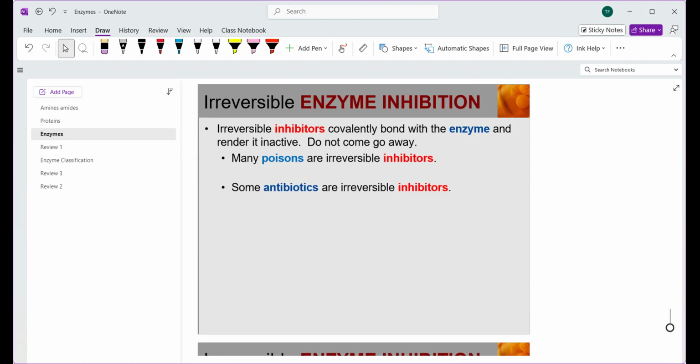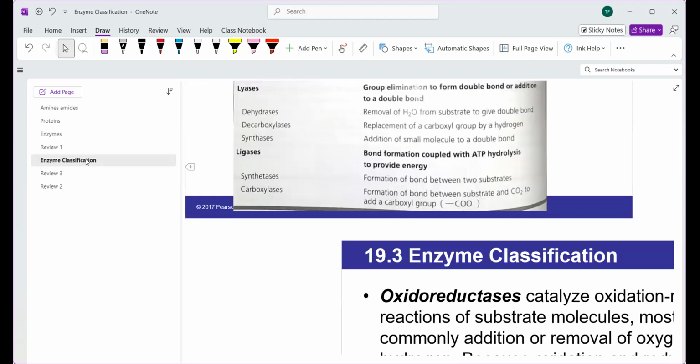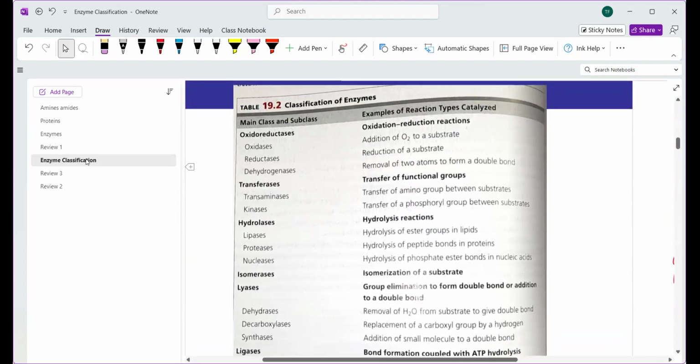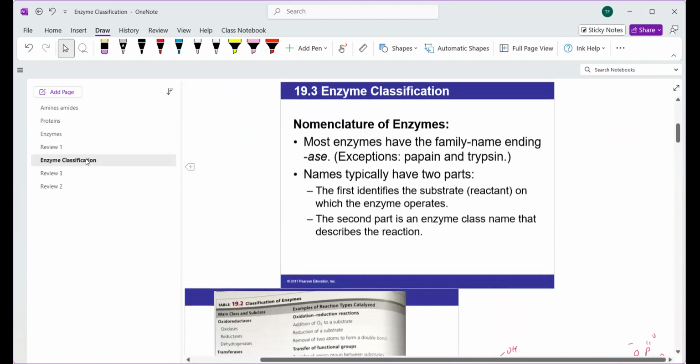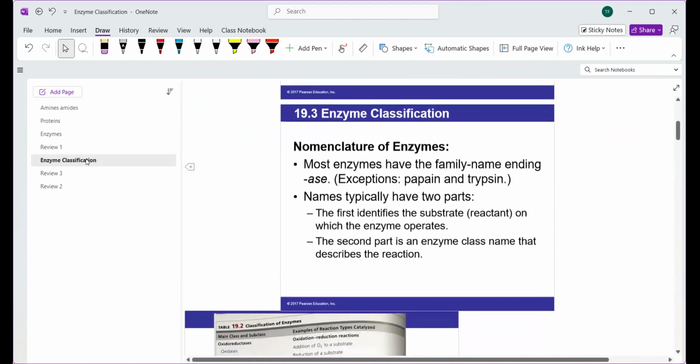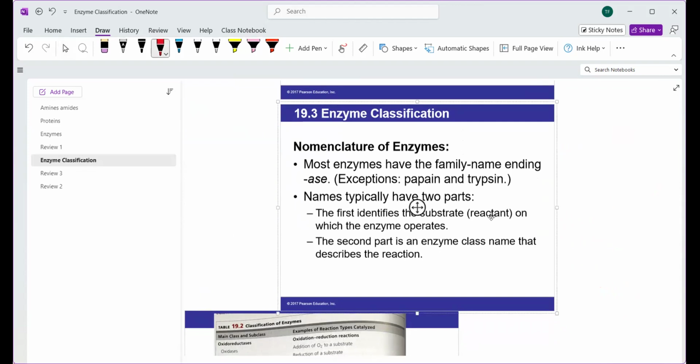Okay, I want to cover one more thing today, and that's enzyme classification. Enzymes usually end in ASE, except old ones that did not adopt the ASE. Trypsin and pepsin are examples. Typically, though, they have two parts: a substrate part and also the enzyme class that describes the reaction they're catalyzing.